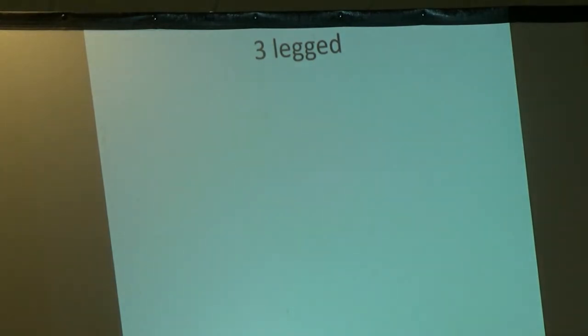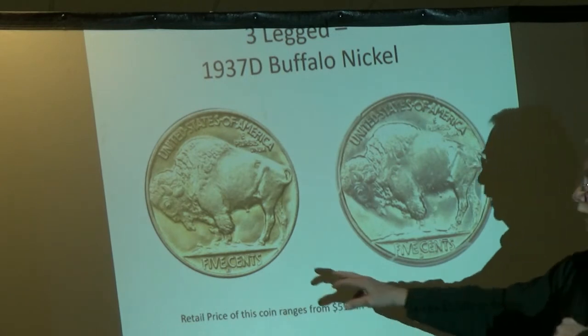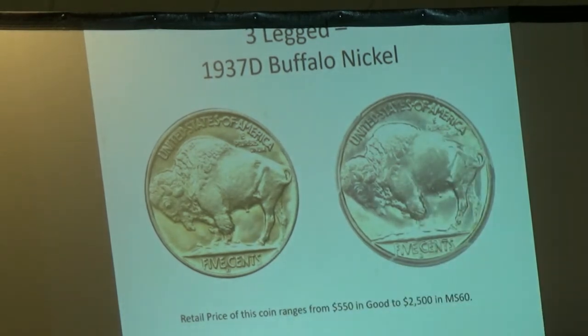Three-legged. What year? Okay, here's a three-legged buffalo, 37D. On the left is the buffalo with 4 legs, and on the right is the 3.5. Well, I had purchased one of these a couple of years ago, and I sat down, and the coin dealer told me, do you know what the difference is, how you can tell? I said, well, one of the legs is missing. He said, no. He said, there's another diagnostic that you have to make sure that's real.